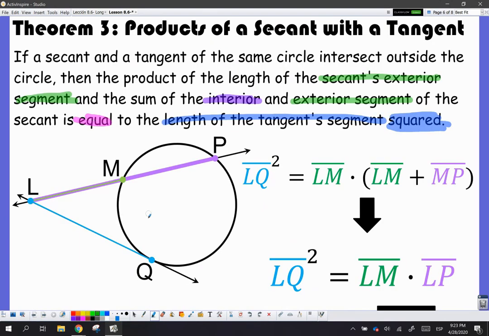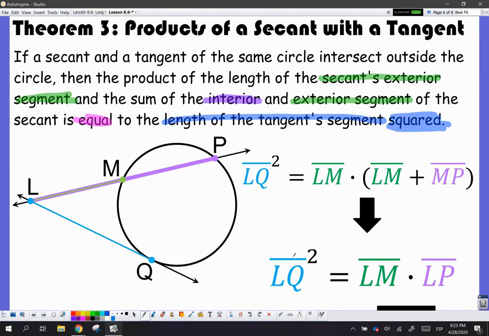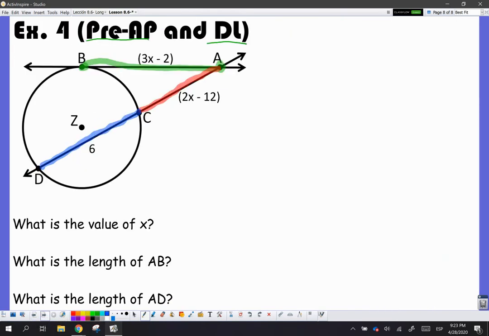Now I want to identify the interior and the exterior parts of my secant, my LM and MP. So let's go find, I know where my secant is now. So I'm going to highlight the exterior segment of the secant in red, and I'm going to highlight the interior segment of the secant in blue. So now that I have all of my segments marked, now I'm going to follow my theorem and plug in my values. So I have LQ squared first, that's my tangent.